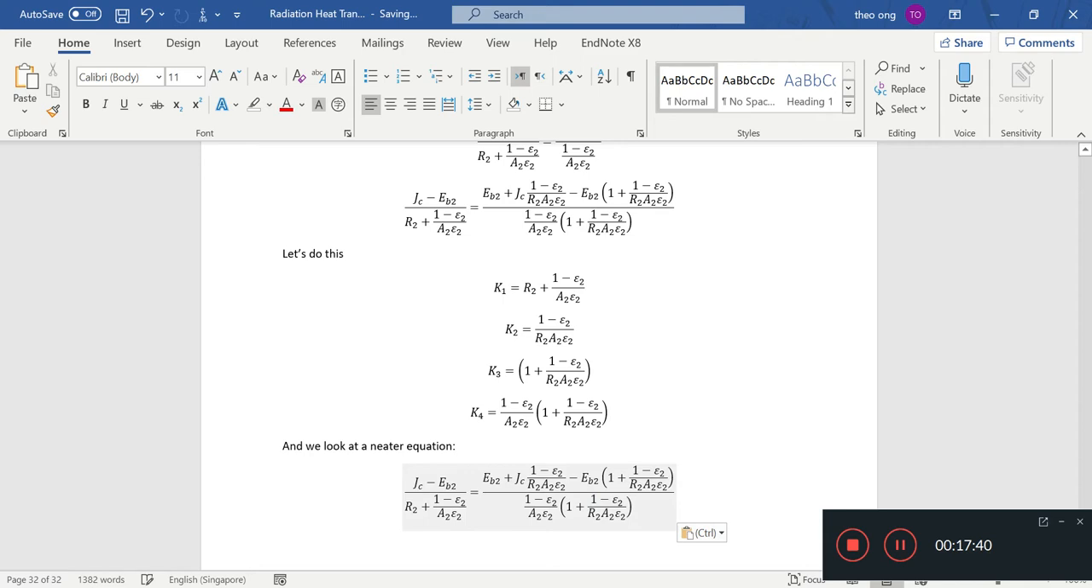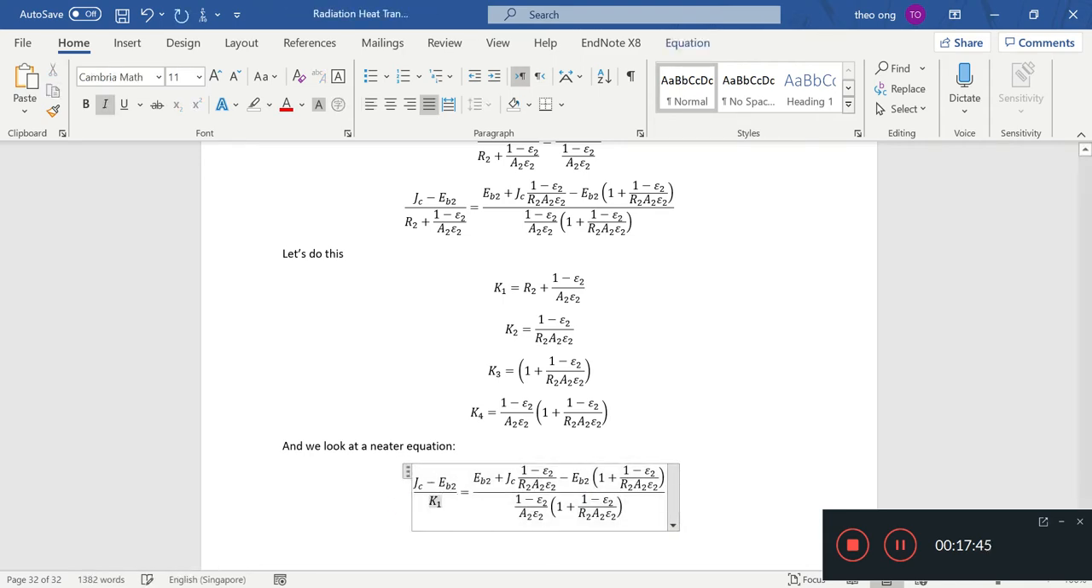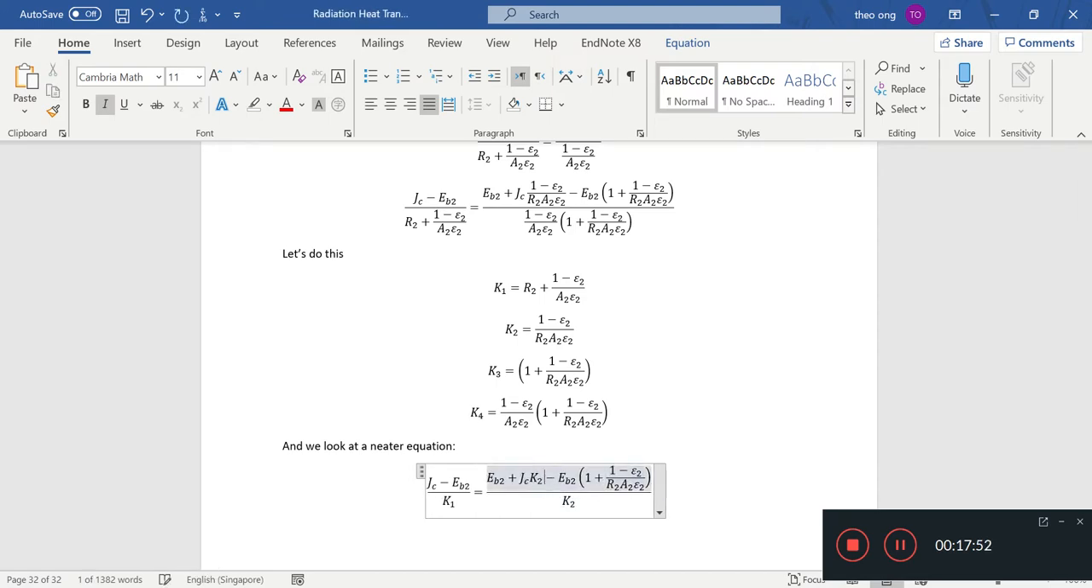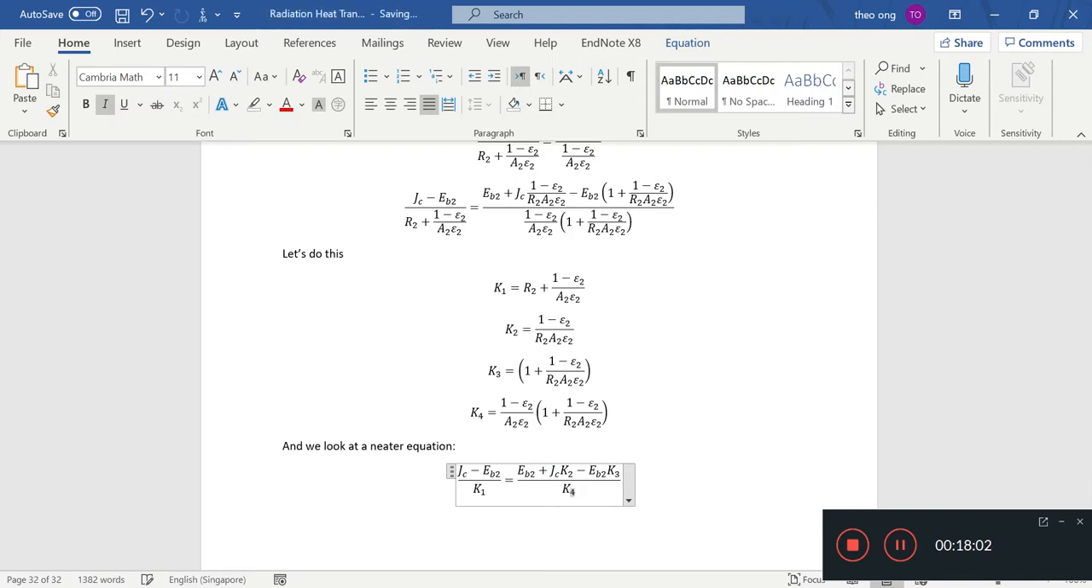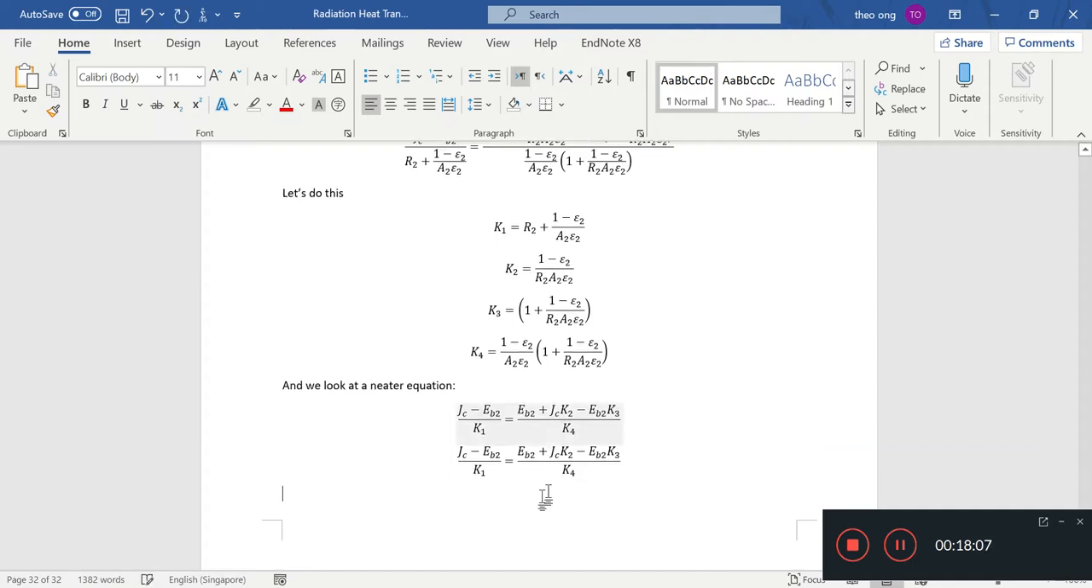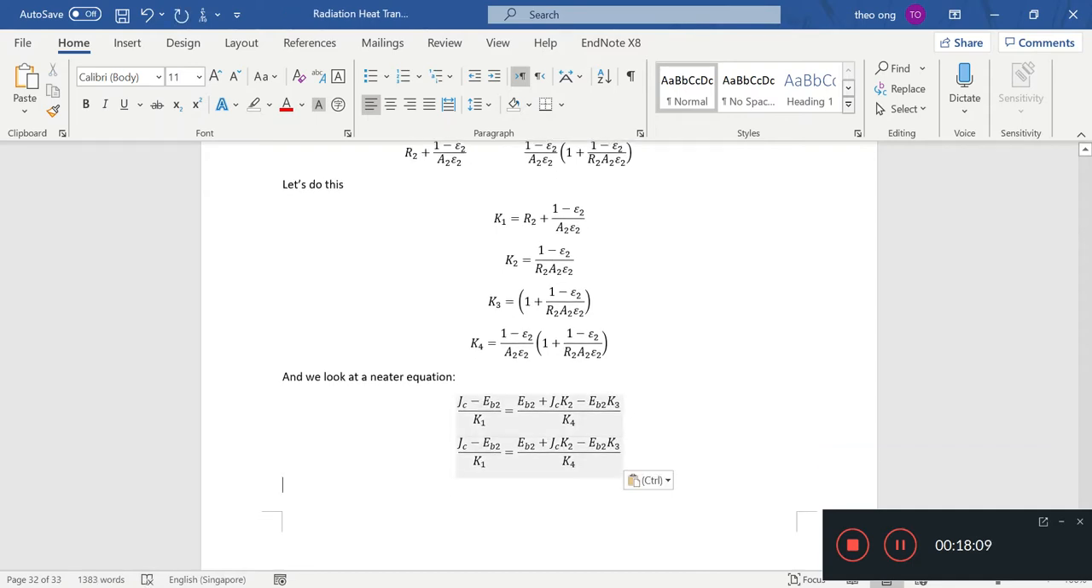Okay, so again, K1 is at the bottom here, K2 over here. Oops, I mean K2 is here, K3 is here, and then K4 is at the bottom. So now, with this, it should make it easier to manipulate, especially if you are doing it on paper. So I'll first multiply both sides by K1.